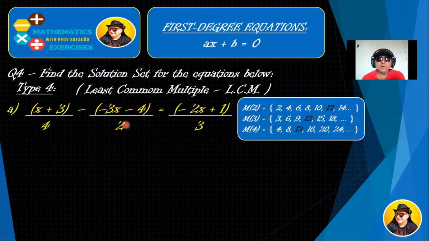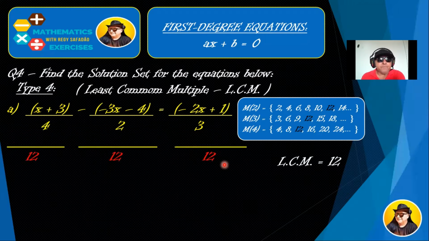Let's see the multiples of 2: 4, 6, 8, 10, 12, 14, and so on. The multiples of 3 are 3, 6, 9, 12, 15, 18, and so on. And the multiples of 4 are 4, 8, 12, 16, 20, 24, and so on. So in black here, I can easily see that the least common multiple, the LCM, is 12. So I have to prepare three new fractions with the new denominator 12.